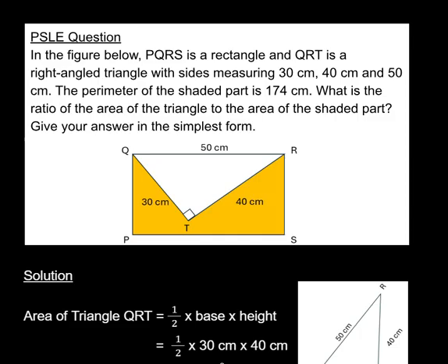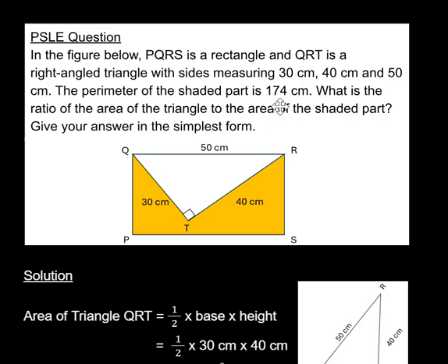Hi, let's look at this question together. This is an actual PSLE question covering P5 topics of triangle. In the figure below, PQRS is a rectangle and QRT is a right angle triangle, with the side measures 30, 40 and 50 centimeters.